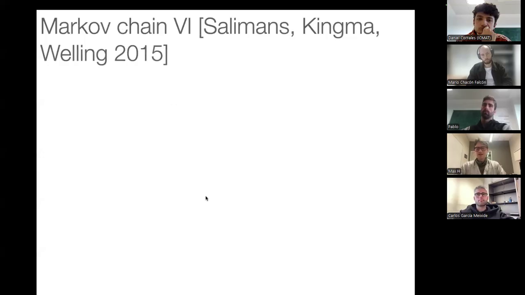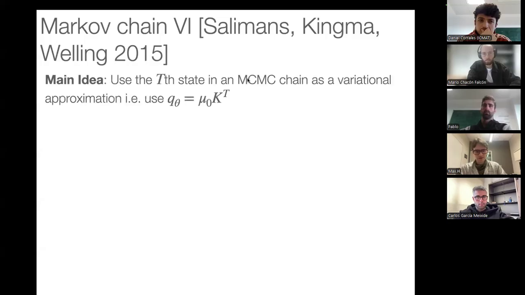Okay, good. Now let's look at some examples of people using these insights to put MCMC within variational inference. The first paper that we'll look at is the Markov chain variational inference paper from Salimans, Kingma, and Welling from 2015. The main idea here is just to use the t-th state in an MCMC chain as the variational approximation. So our variational approximation here, q of theta, is just the distribution of the t-th state of the Markov chain.